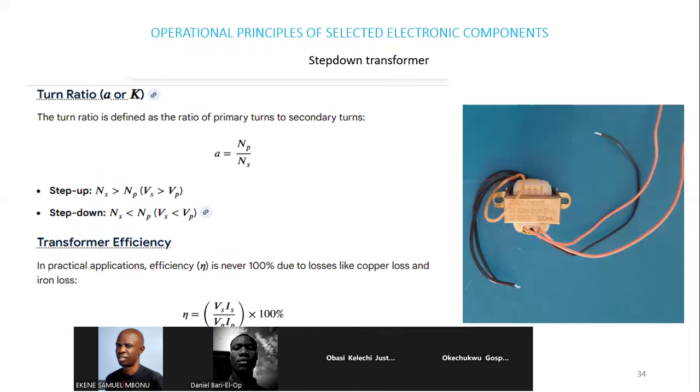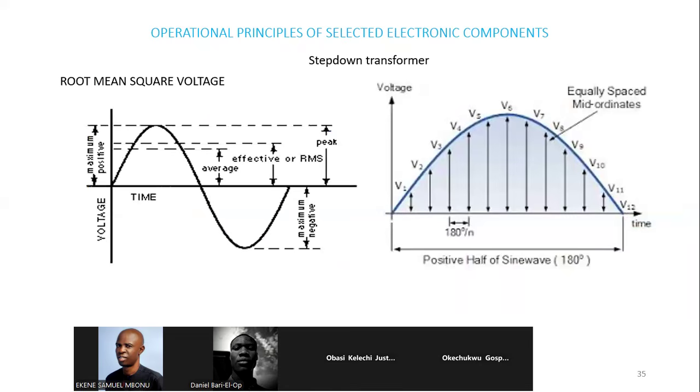Turn ratio. The turn ratio is defined as the ratio of primary turns to secondary turns. For a step-up transformer, you notice that the number of turns of the secondary winding is greater than the number of primary winding turns. For a step down, the reverse is the case. Transformer efficiency: in practical applications, efficiency is never 100% due to losses like copper loss and iron loss. So transformer efficiency is the output power over the input power multiplied by 100.